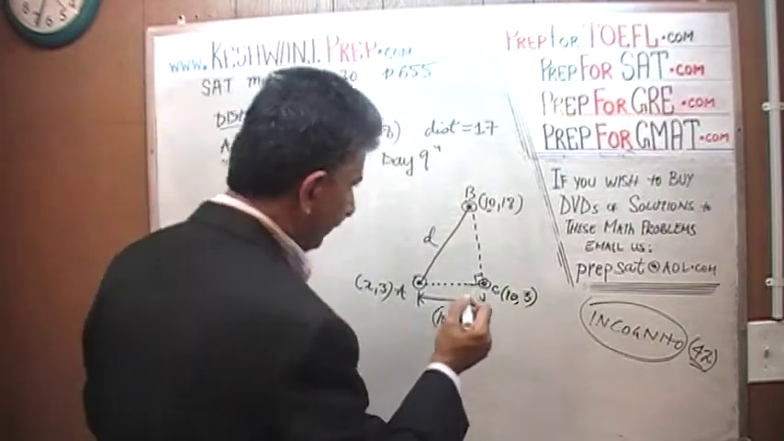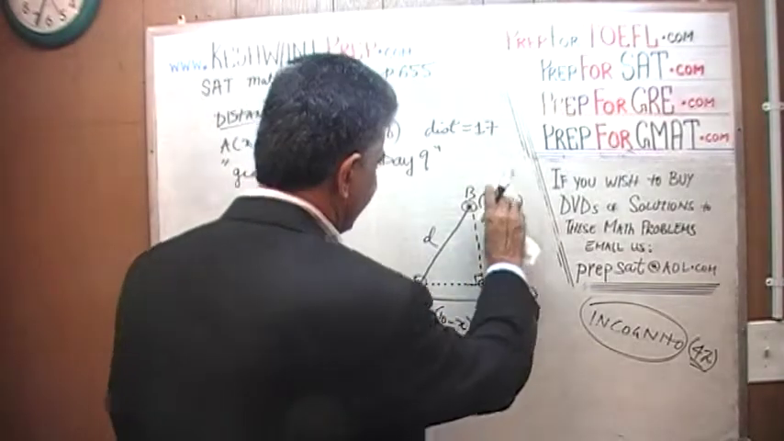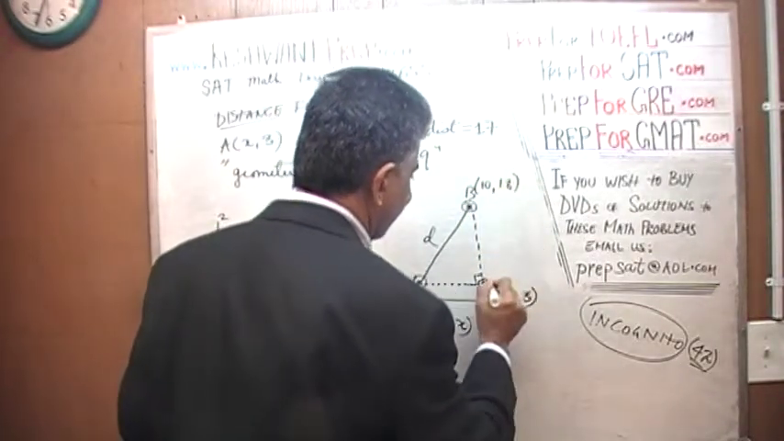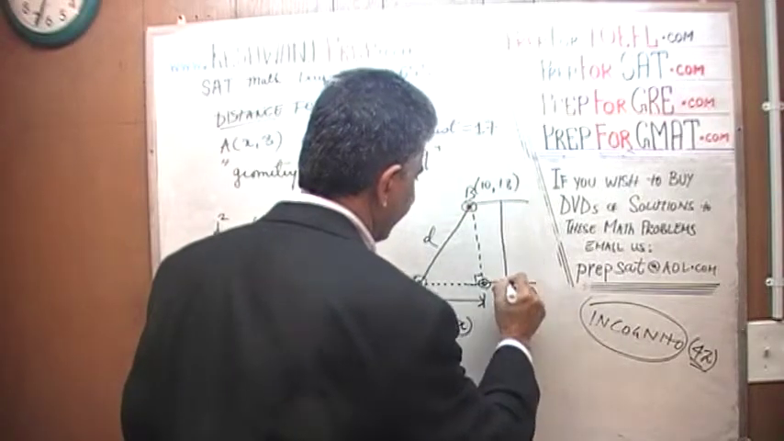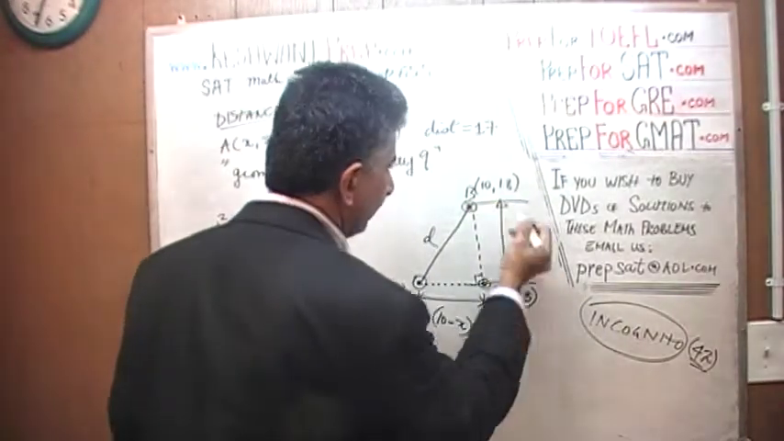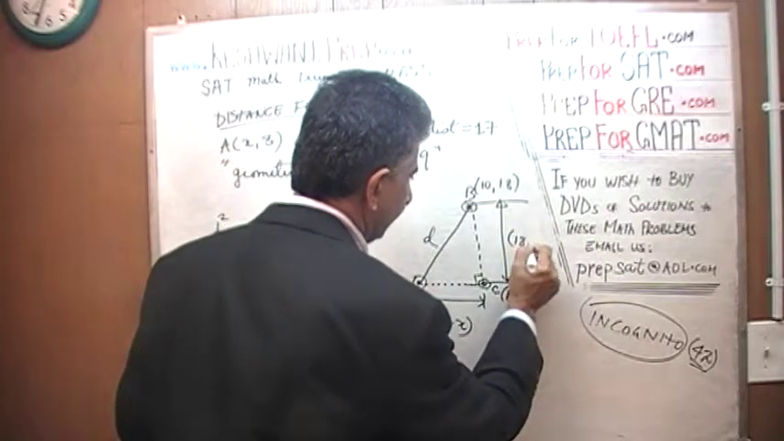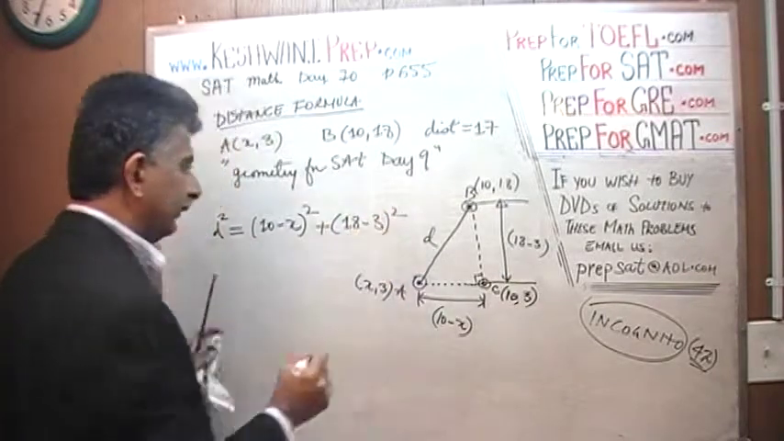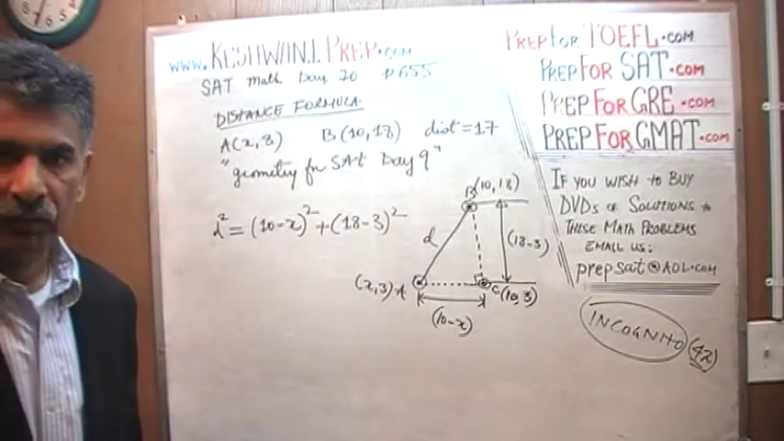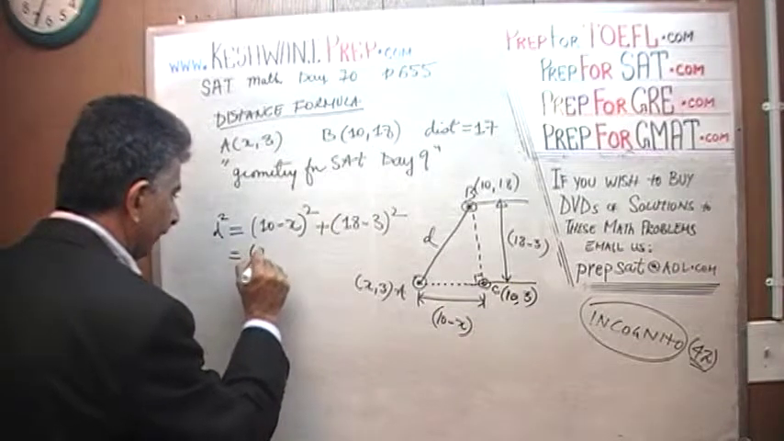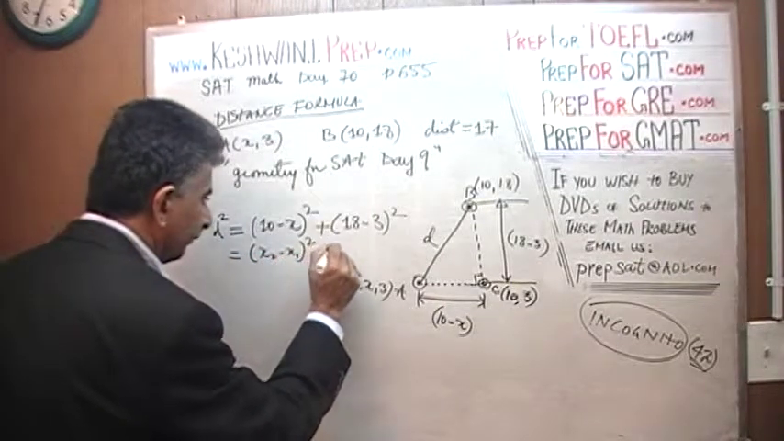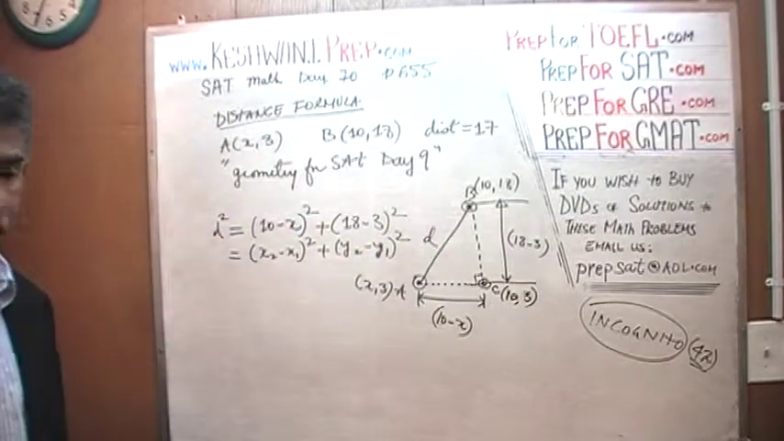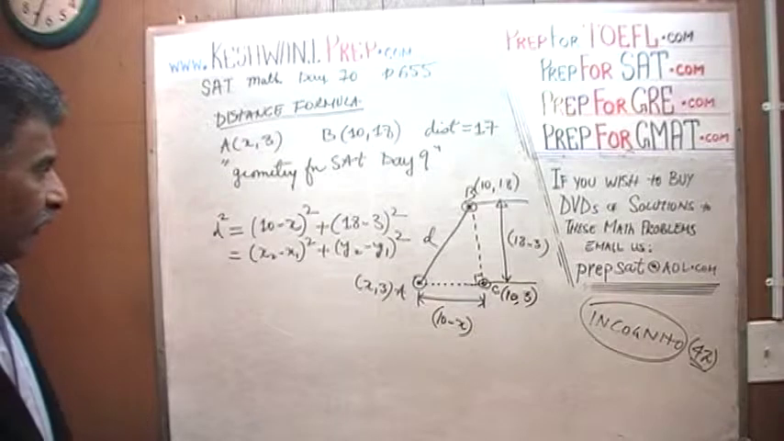And similarly, the vertical distance, let's put 10 and 18 a little bit higher, is going to be 18 minus 3. And this is where the so-called distance formula comes from, because typically we see this as x2 minus x1 squared plus y2 minus y1 squared. Do you recognize it? That's it. The rest is very straightforward.